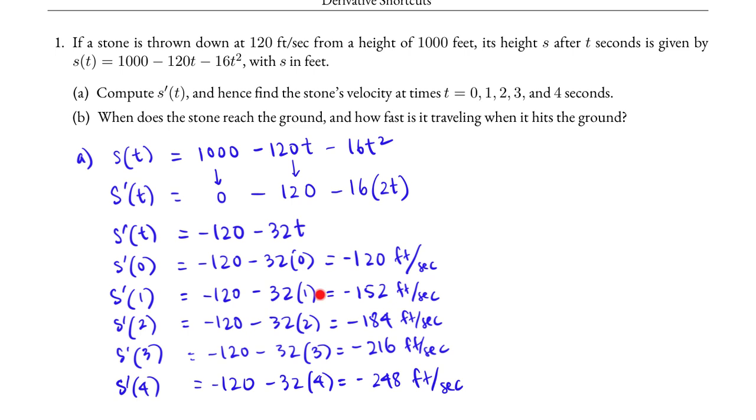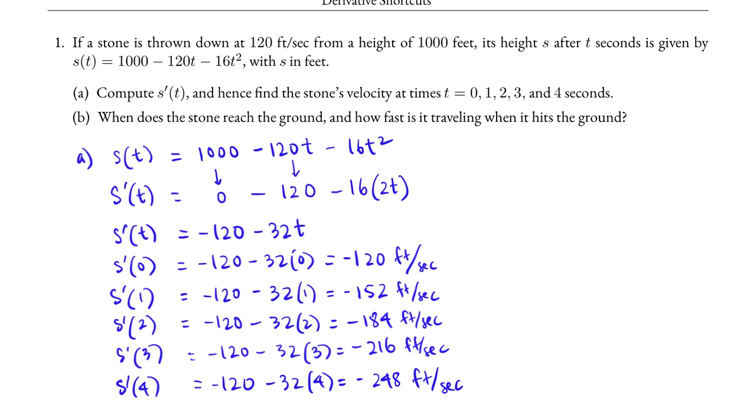All of these velocities are negative because the stone's height is decreasing. Its height starts at 1000, but because it is being thrown down, the height will be decreasing. Therefore, its velocity is negative.